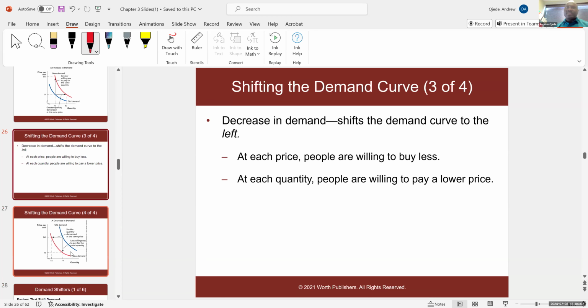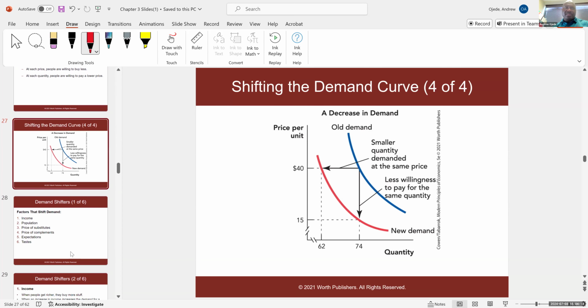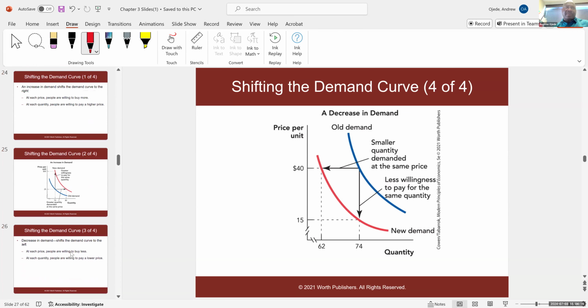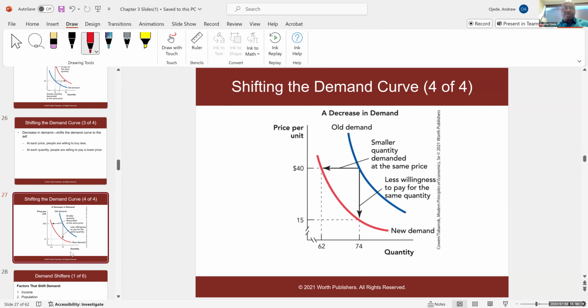And then this is the case of a decrease in demand. I talked about this as the case for the increase in demand here, and this is the case for the decrease in demand. I already talked about it here. See, the demand curve shifts to the left.